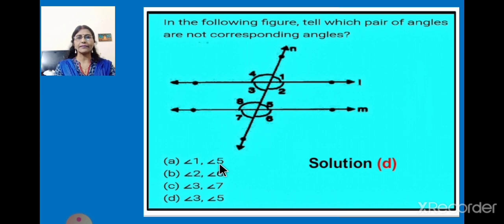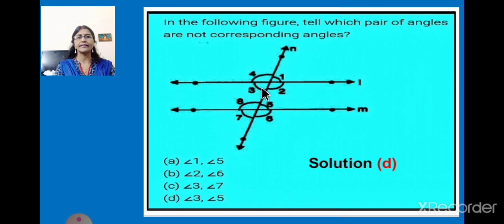Angle 1 and angle 5. Angle 2, angle 6. Angle 3, angle 7. Angle 3, angle 5. So let us see. Angle 1 is here, angle 5 is here. So you can see they are corresponding. Angle 2, angle 6. They are also corresponding. Angle 3 is here. Angle 3 and angle 7. They are also corresponding.